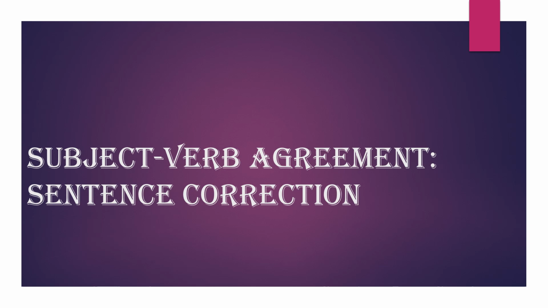This lecture is based on subject-verb agreement, which would mean that in any sentence the subject and the verb have to agree with each other when it comes to their numbers. Numbers would mean singular or plural. If the subject is singular, the verb also has to be singular, and if the subject is plural, the verb that we will be using in that sentence will also be plural.